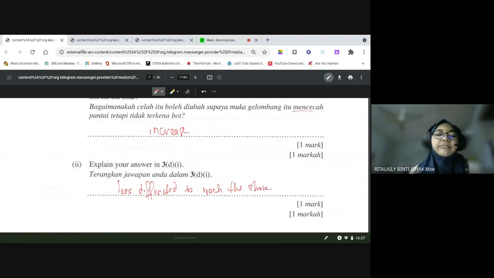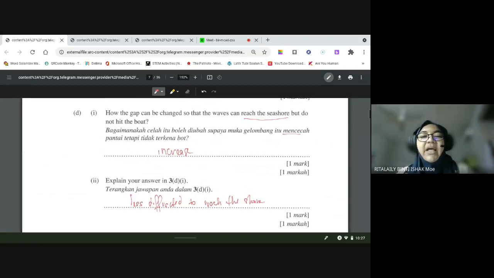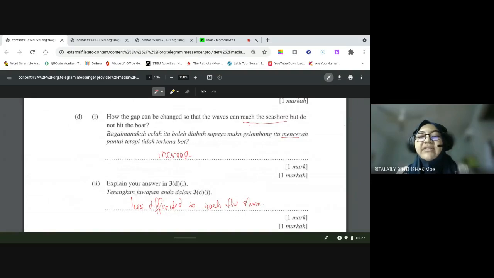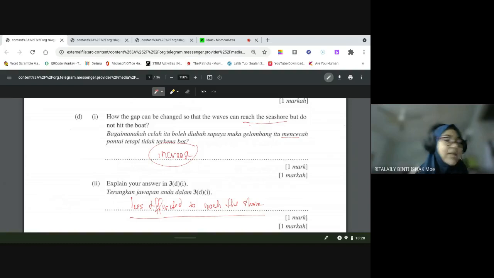Okay, sebab dia nak kat sini reach the seashore. So, kalau dia decrease, dia akan more circular, tapi energy dia less. So, mungkin tak sampai ke seashore. Sebab itu kita increase the size of the gap so that it will become less diffracted and the wave can reach to the shore. Okay. Any question on this?